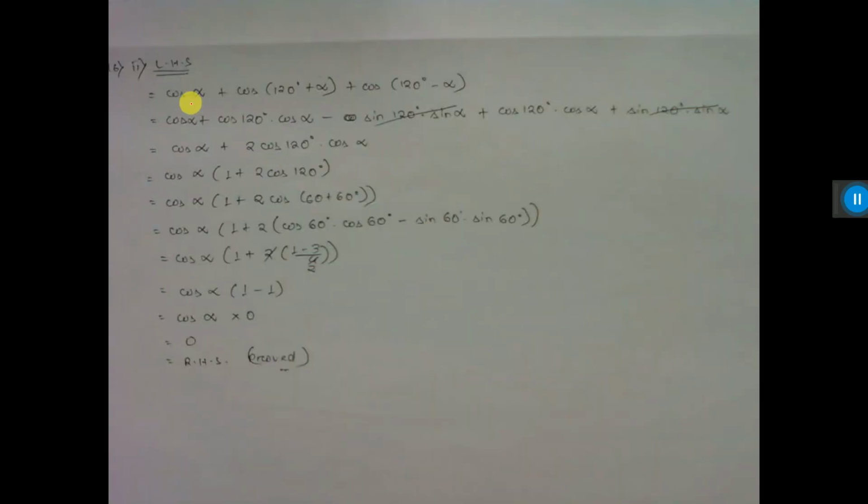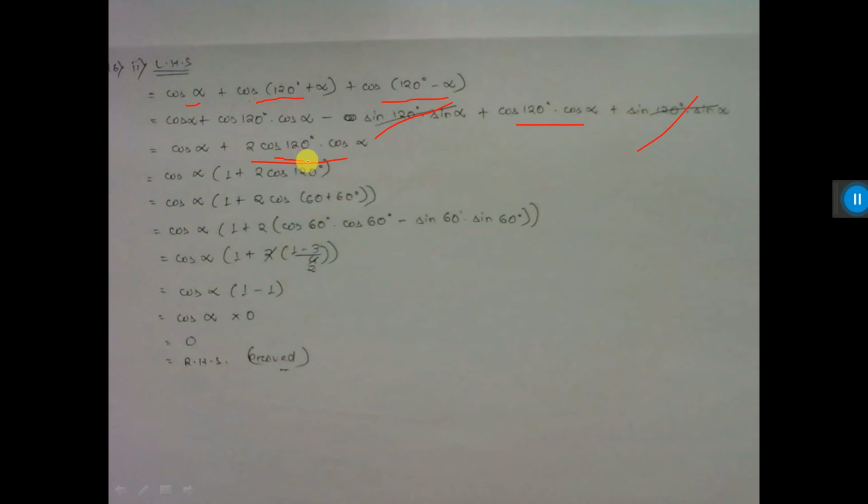Now this one you see, this one keep as it is, and this one cos A plus B formula is cos A cos B minus sin A sin B, cos A minus B formula is cos A cos B plus sin A sin B. So this minus and plus cancel, so cos 120 cos alpha, cos 120 cos alpha, so 2 into cos 120 cos alpha.